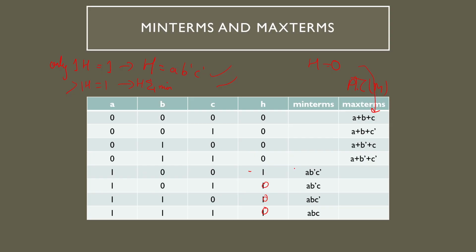The minterms are for values equal to 1. They use AND operators and they complement for 0. The maxterms are for 0 values. They use OR operators and they complement wherever the inputs are 1. So as you notice, here nothing is complemented. Here the C is complemented. Here the B is complemented, and so on.